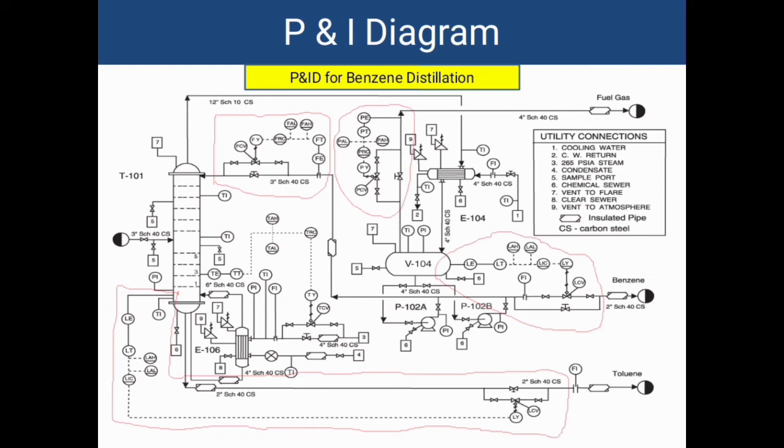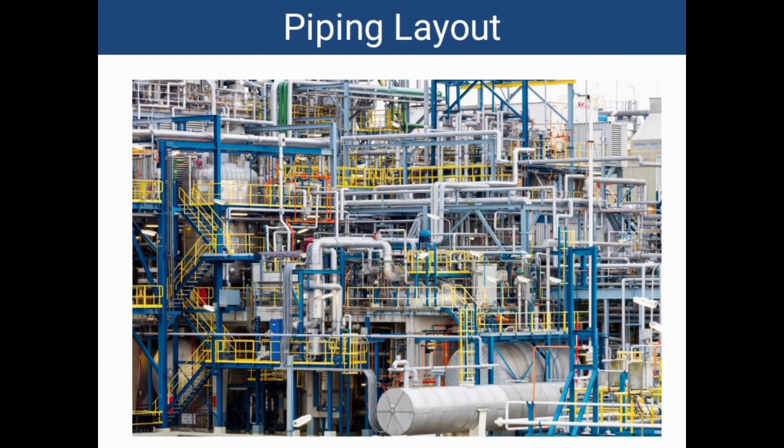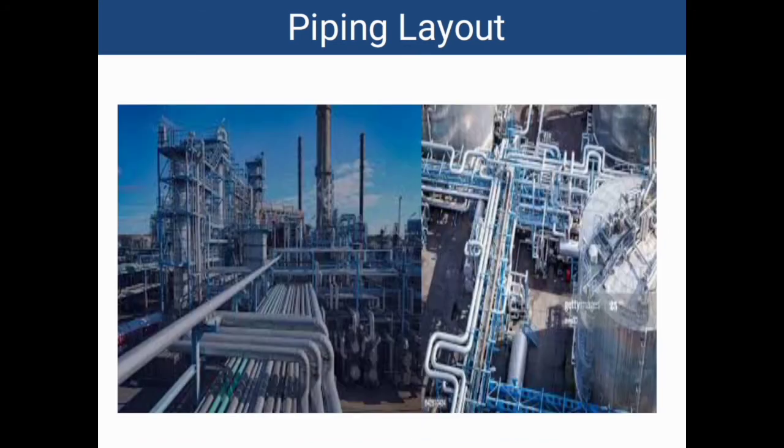So this P&ID for benzene distillation consists of 7 separate pipelines, 4 important vessels, and 4 control loops. Once you memorize these instruments, vessels, pipelines, process flow diagram, and plant layout, you will become a master in the particular plant. Then this is an example of a piping layout, whether it is a petrochemical industry, refinery industry, or other chemical manufacturing company. You can see several pipes. There is another layout.